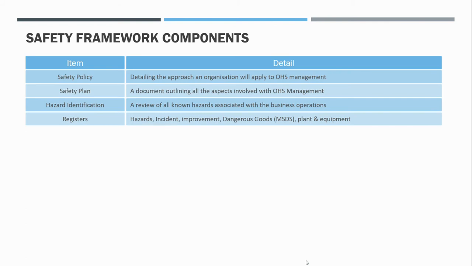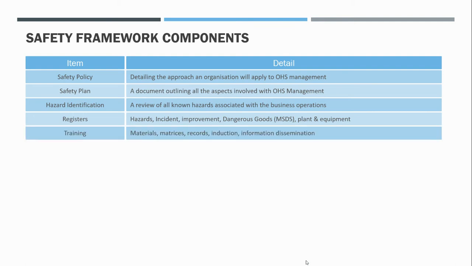We'll need to develop some registers. They may be of various hazards, of incidents that might have occurred, the improvements we're going to be taking, and material safety data sheets, for example. We may also need a register for plant and equipment, of what those assets are and if maintenance is conducted on those.